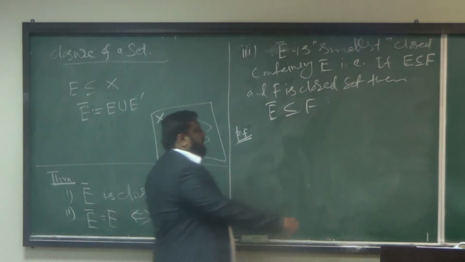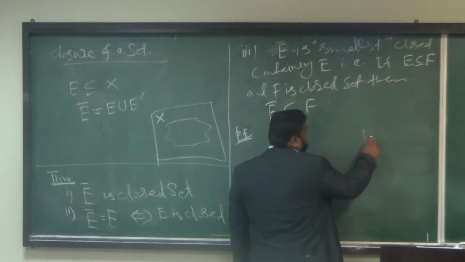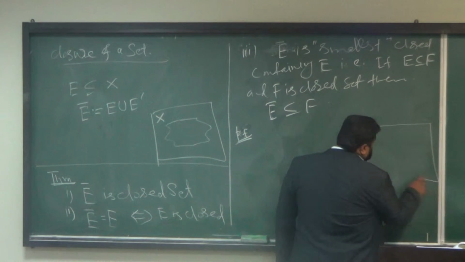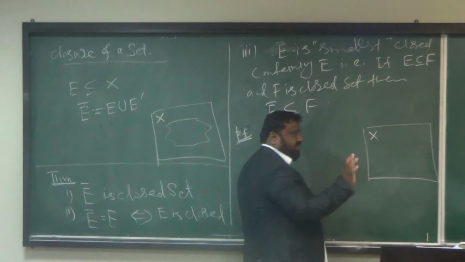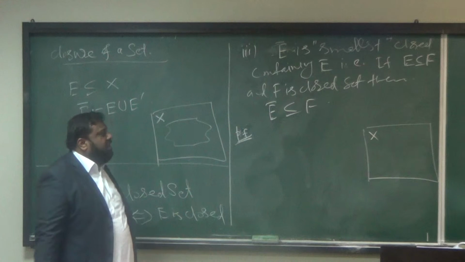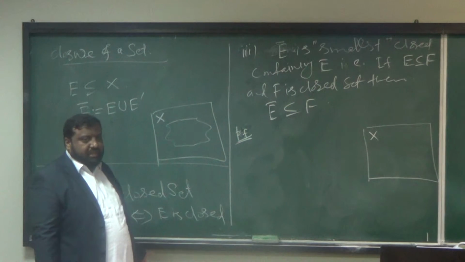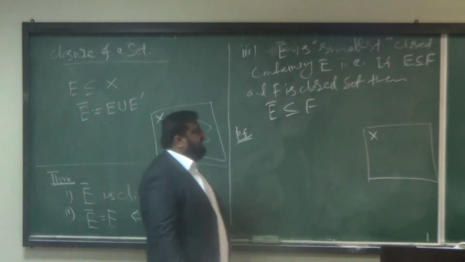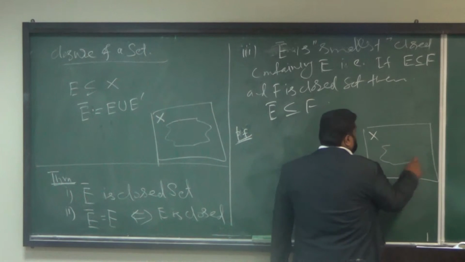So imagine I have, I'm making a fictitious picture. Don't treat that picture as something very concrete. So that's your metric space, okay? And you have a set E here. You have a set E here.